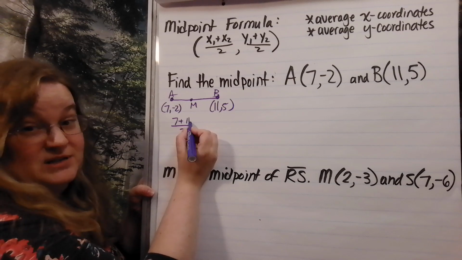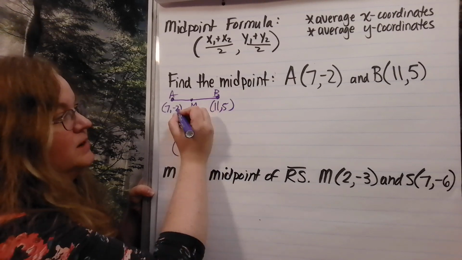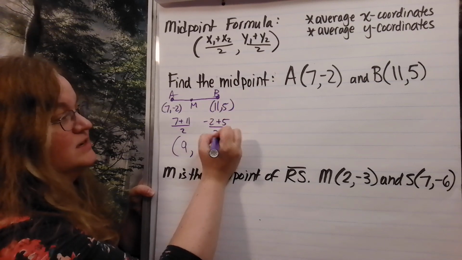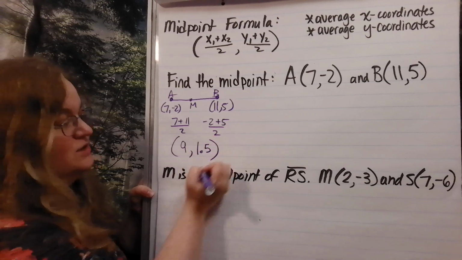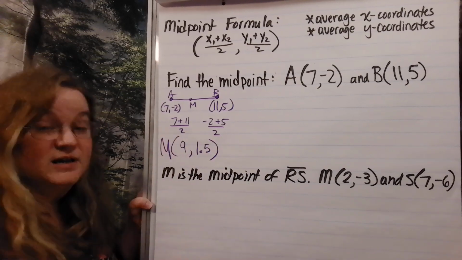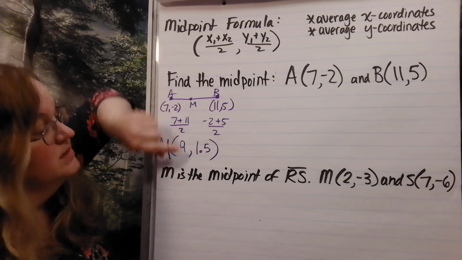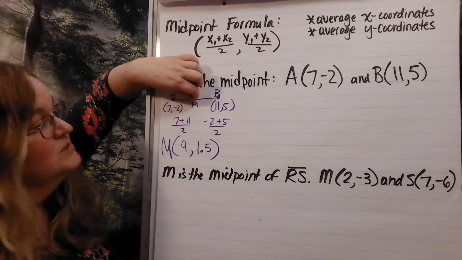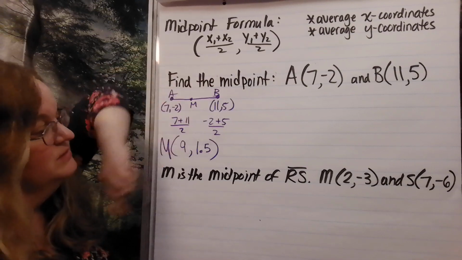So 7 plus 11 is 18, divided by 2 is 9. I'm going to do the same thing with the y's. -2 plus 5 is 3, and 3 divided by 2 is 1.5. So my midpoint for that segment is going to be at 9, 1.5. Again, sometimes you are going to end up with decimals when you're dealing with midpoint, and that's okay.